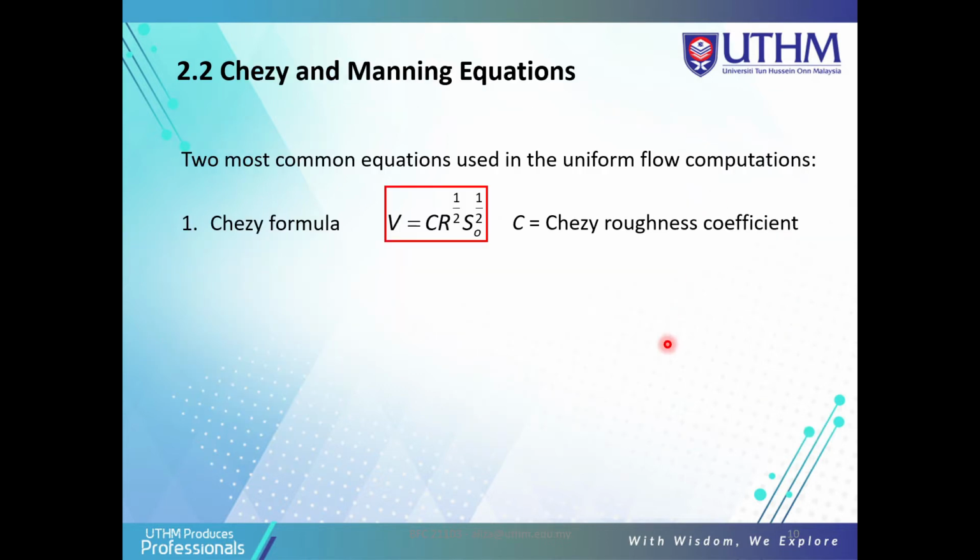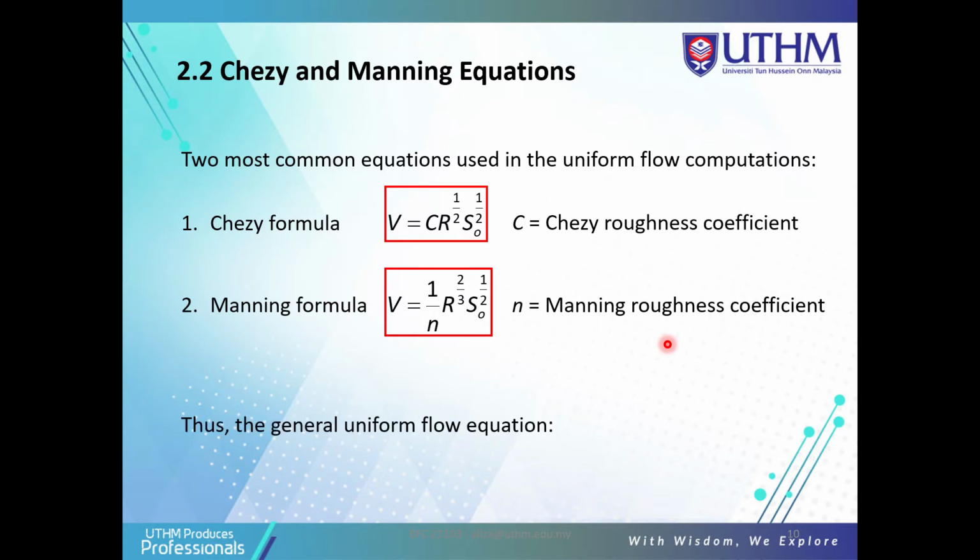We use the Chezy and Manning equations. These are the two most common equations used in uniform flow computation. The Chezy formula is: velocity V equals C, the Chezy roughness coefficient, times the hydraulic radius R to the power of 1 over 2, times S naught to the power of 1 over 2.